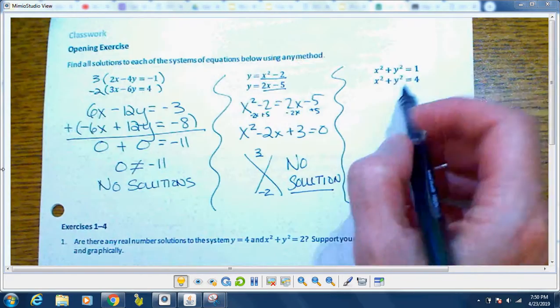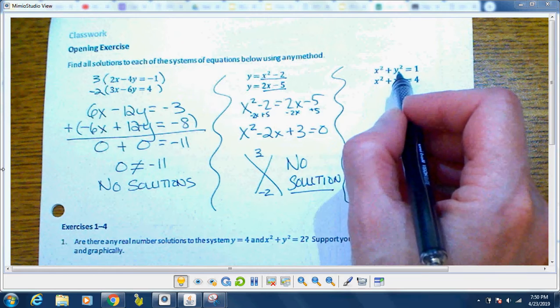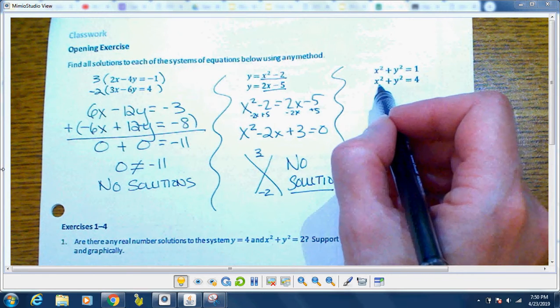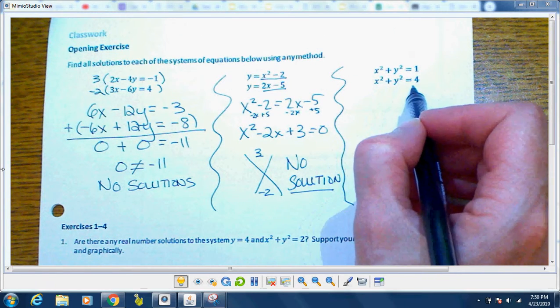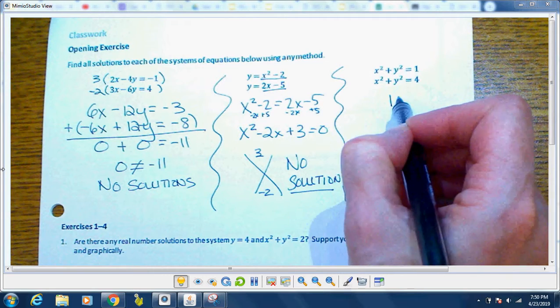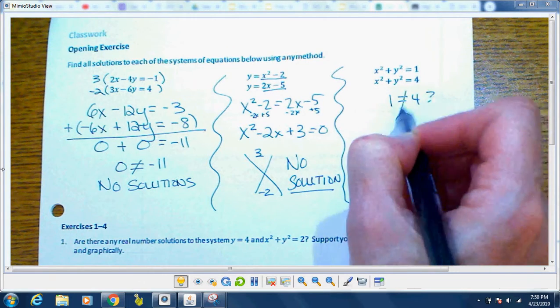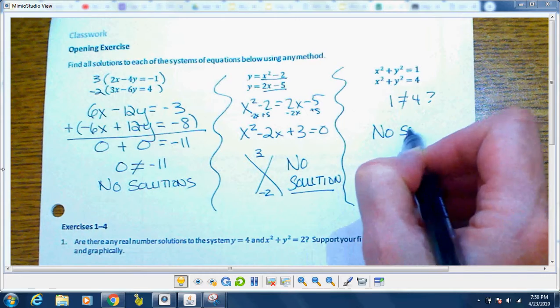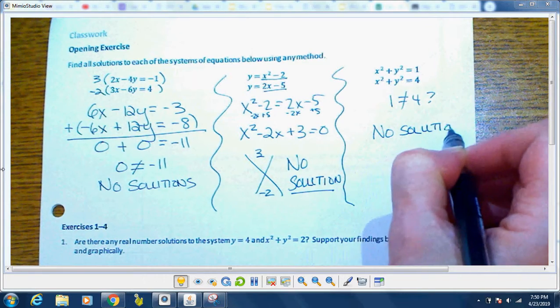Okay. And then finally, x squared plus y squared equals 1. And the same thing, x squared plus y squared equals 4. So 1 equals 4? No solution.